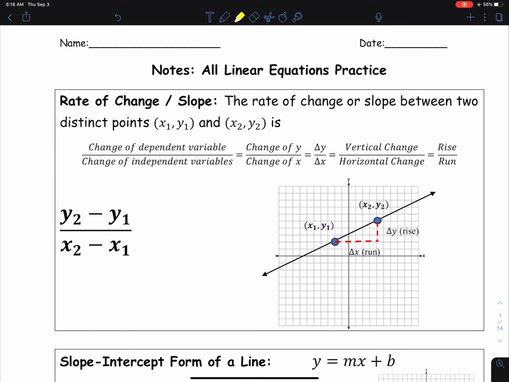Today we're going to review everything about linear equations that we learned last year. So we're going to be practicing that. We'll do a quick little notes and then we're going to practice it. So first let's go over the key concepts of linear equations.